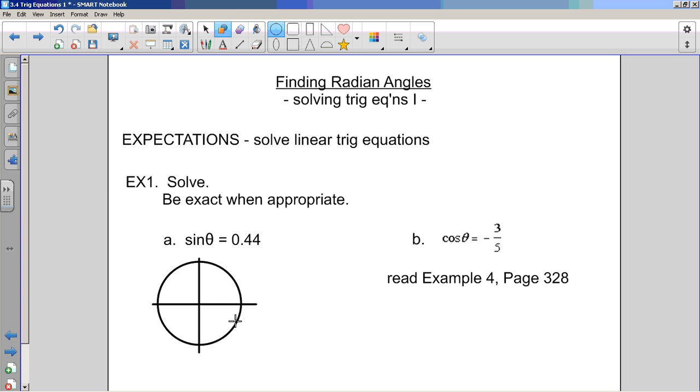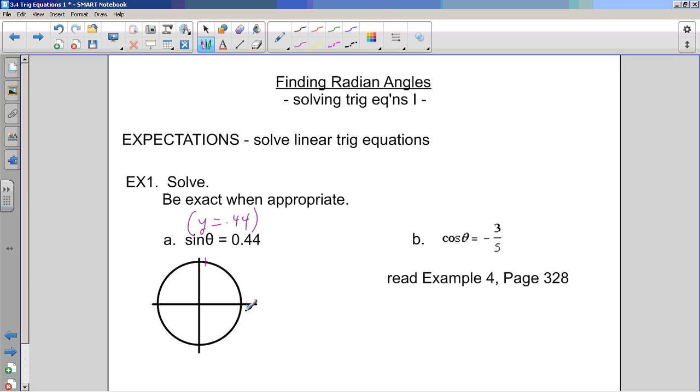I don't know where theta belongs, right? Is this theta here? Is it here? Is it here? I don't know. Well, kind of I do, and I'll tell you why. Because I know wherever the terminal arm crosses the unit circle, the x-coordinate and y-coordinate are the cosine and sine. This is the y-coordinate. This is telling me the y-coordinate is 0.44. Well, where's the y-coordinate of 0.44?